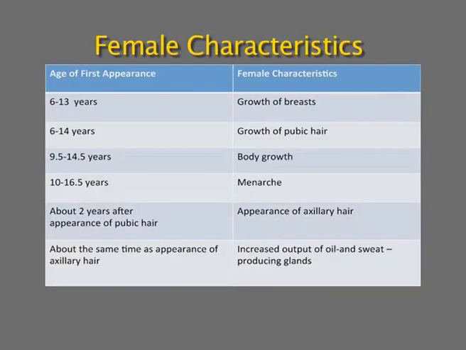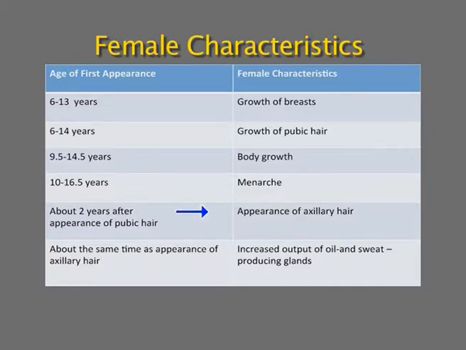Now let us look at some of the physiological changes that take place during adolescence. The table shows the age of first appearance of related characteristics in females. Between ages 6 to 13, there is growth of breasts. Between 6 to 14, there is growth of pubic hair. Between 9.5 to 14.5, there is body growth. Between 10 to 16.5 years, menarche occurs.